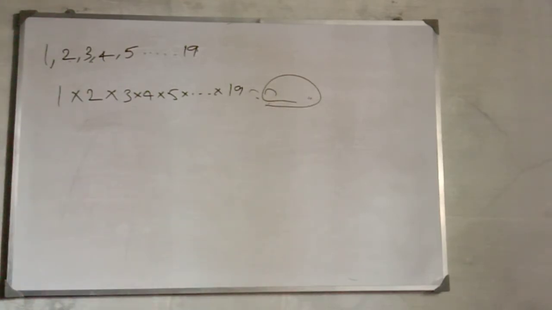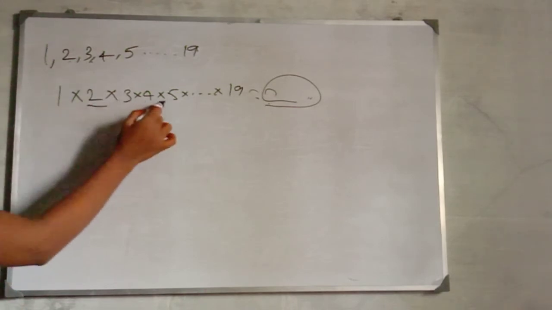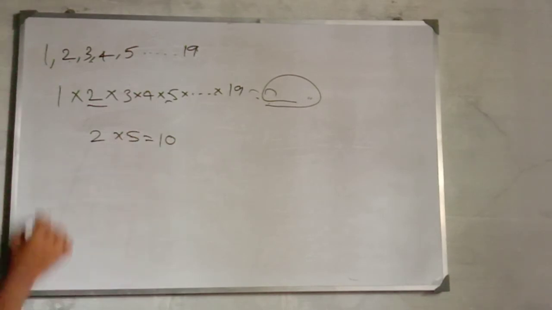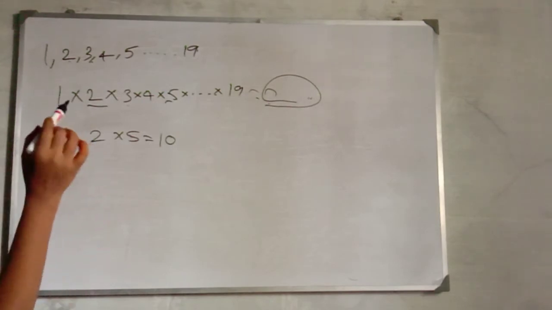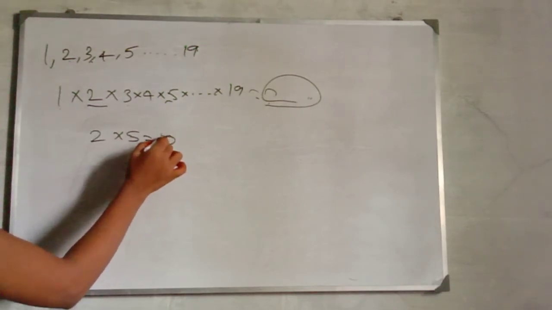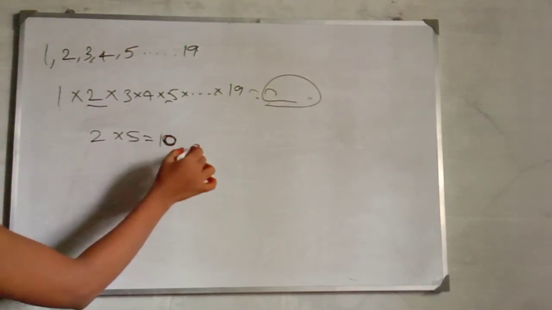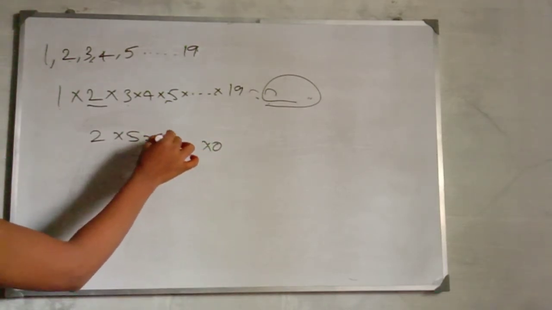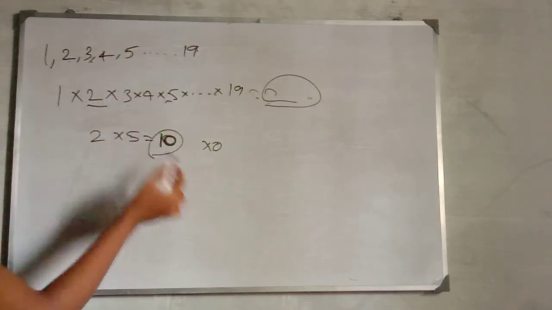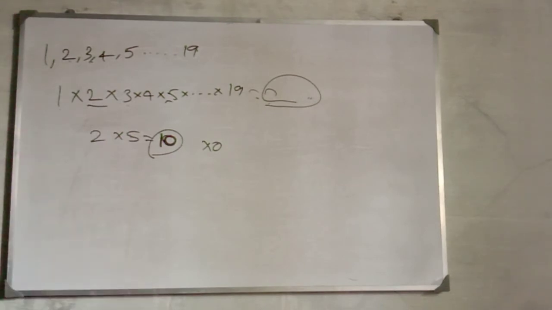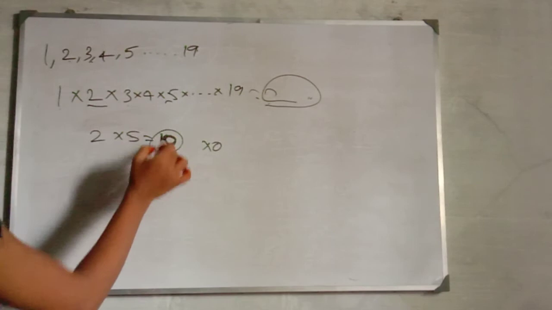Let us assume 2 and 5. 2 5s are 10. So the other numbers are there, 1, 3, 4 up to 19. Let me assume any number which is multiplied by 0, the answer will be 0. So here 10. Any number we multiply by this 10, the final answer will be 0, means the final digit of this number is 0, because we have 10.